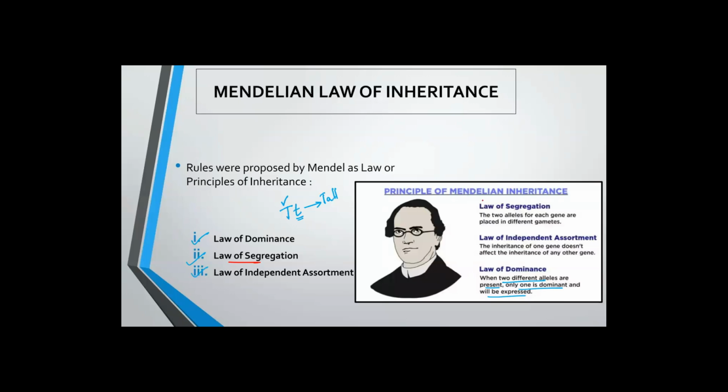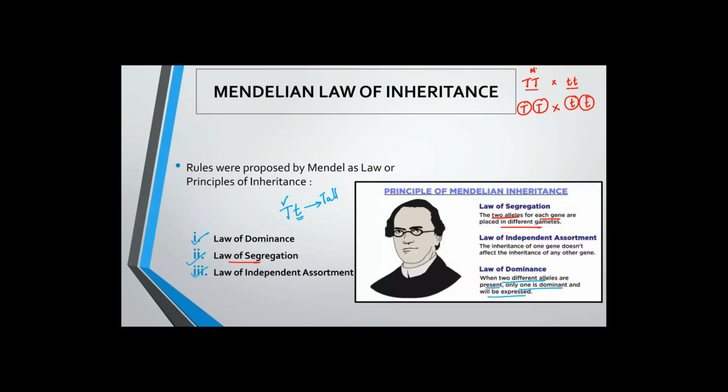Now moving to the law of segregation. The law of segregation says that the two alleles for each gene are placed in different gametes. For example, for the F1 hybrid, we cross two parents with different traits, that is tall and dwarf. First they segregate the gametes, in the sense that the alleles for each gene are placed in different gametes, and then these gametes fuse together.